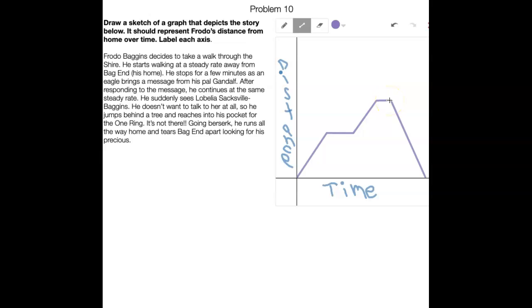It's not there, so going berserk, he runs all the way home. That's this part. He's running all the way home till he gets home, right? Once he gets home, he is 0 distance or 0 feet from his home. That's why the graph goes all the way down to 0, because when he runs home, he's 0 feet or 0 miles, 0 distance from home, basically. So anyhow, again, steady rate, constant, steady rate, constant, and then all the way back home.